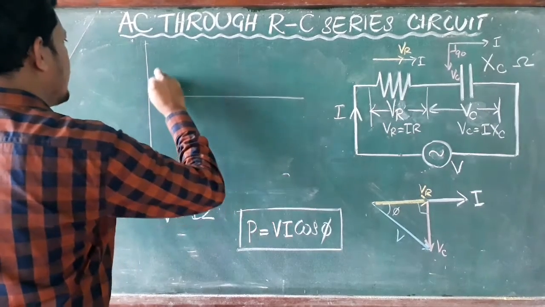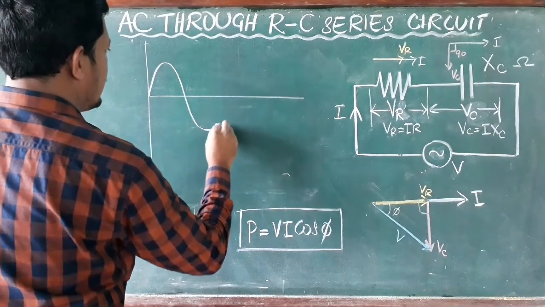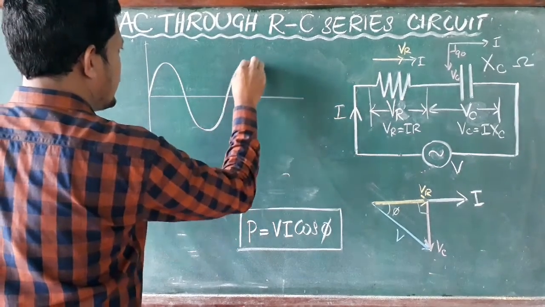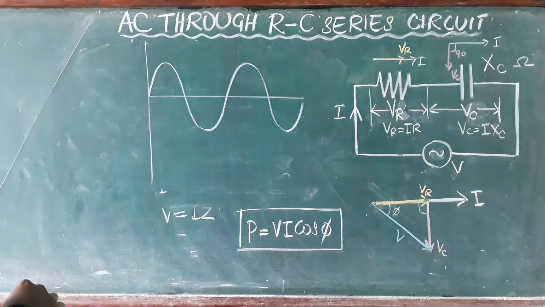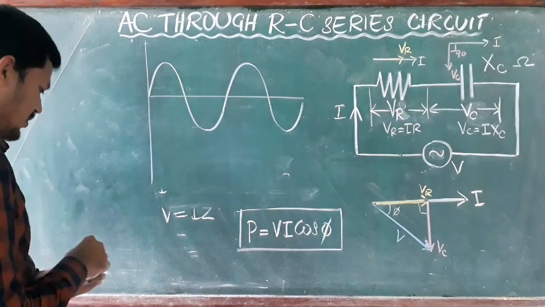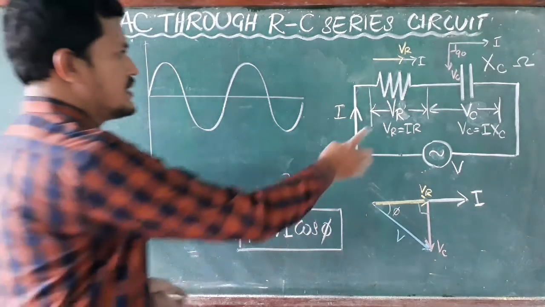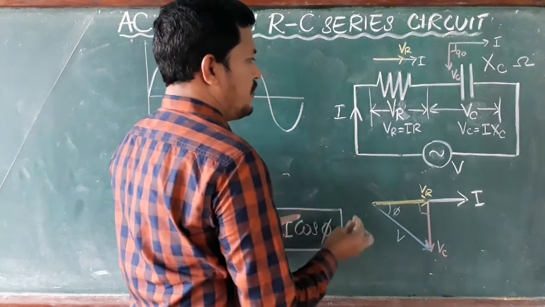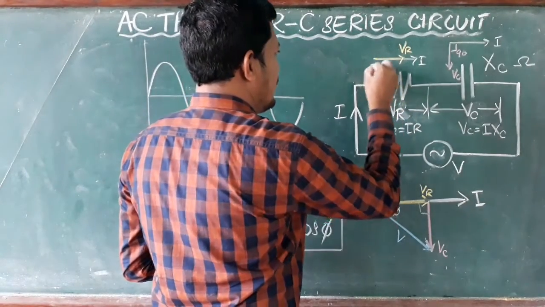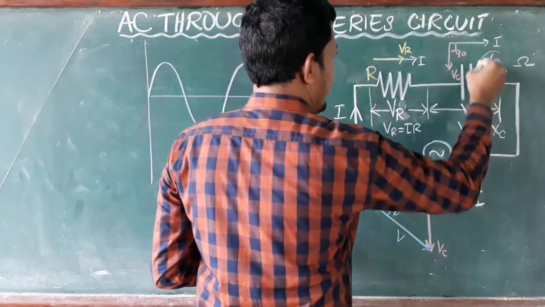This is a reference. I am taking the voltage waveform as the reference. Clear? So the current is leading. How much is it leading? That depends upon the resistance and the capacitor: the leading depends upon the resistance value and the Xc value.